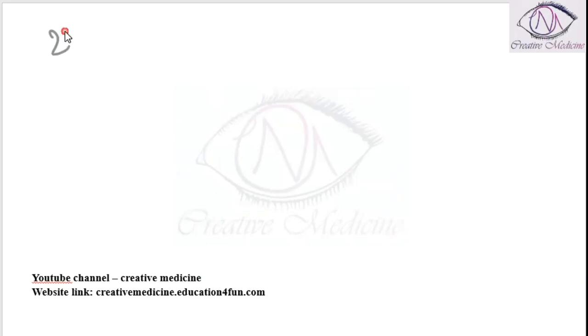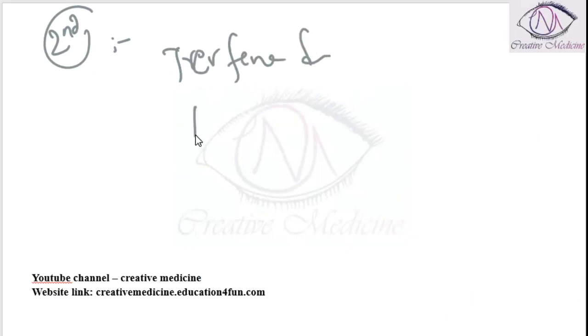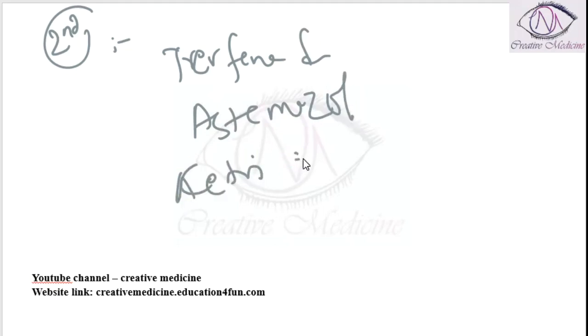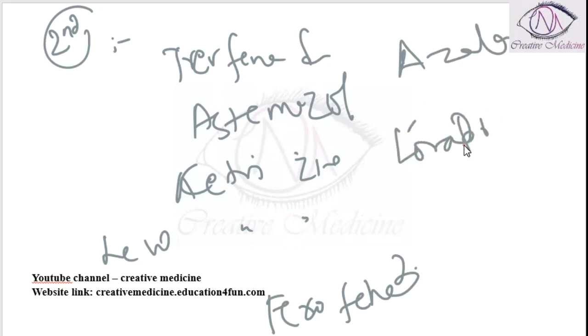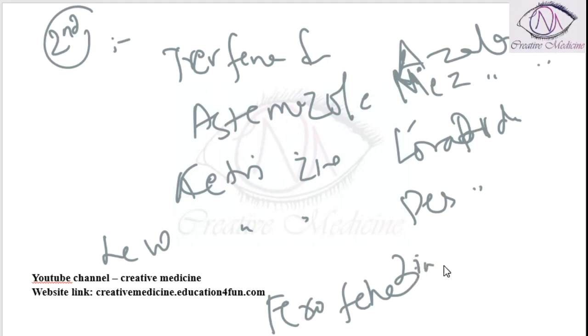Then second generation H2 blockers are, we have terfenadine, astemizole, cetirizine, levocetirizine, then fexofenadine, azelastine, then loratadine, desloratadine, and also mizolastine. So second generation are terfenadine, astemizole, cetirizine, levocetirizine, azelastine, mizolastine, loratadine, desloratadine, and fexofenadine.